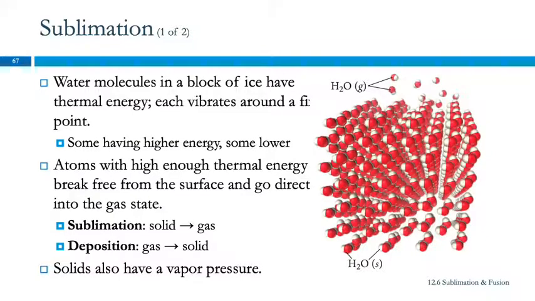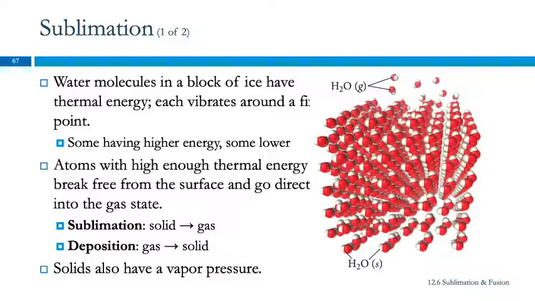Sublimation. So sublimation is the transition directly from the solid to the gas state. It's kind of unusual. But if we think about a block of ice, the molecules in a block of ice have thermal energy. They're vibrating around a fixed point. Some have higher energy, some have lower energy. If you have molecules at the surface with high energy, they can break loose from their neighbors and go into the gas state. That's called sublimation, going from a solid directly to a gas.